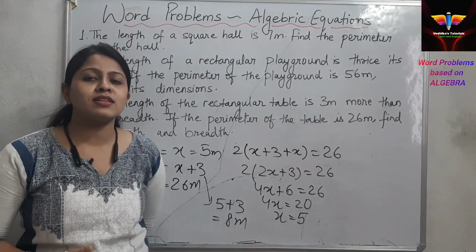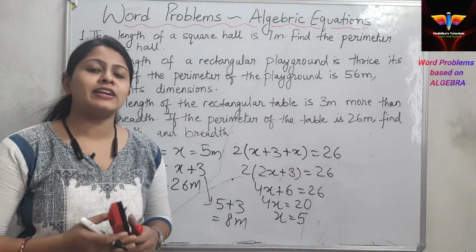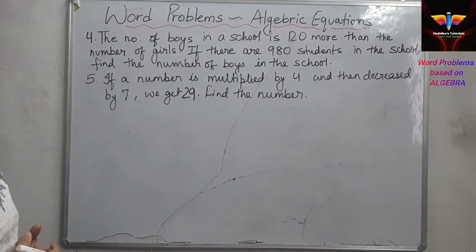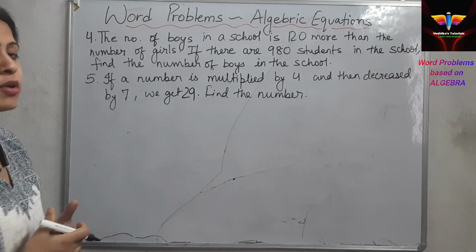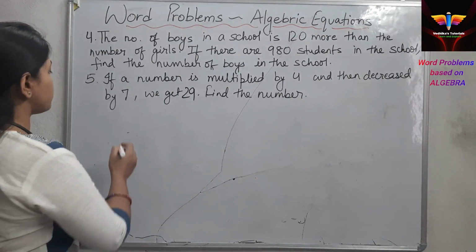So this is the equation. Now let's move towards a few more questions related to algebra. Now question number 4: the number of boys in a school is 120 more than the number of girls. First we need to write the equation of the first statement.